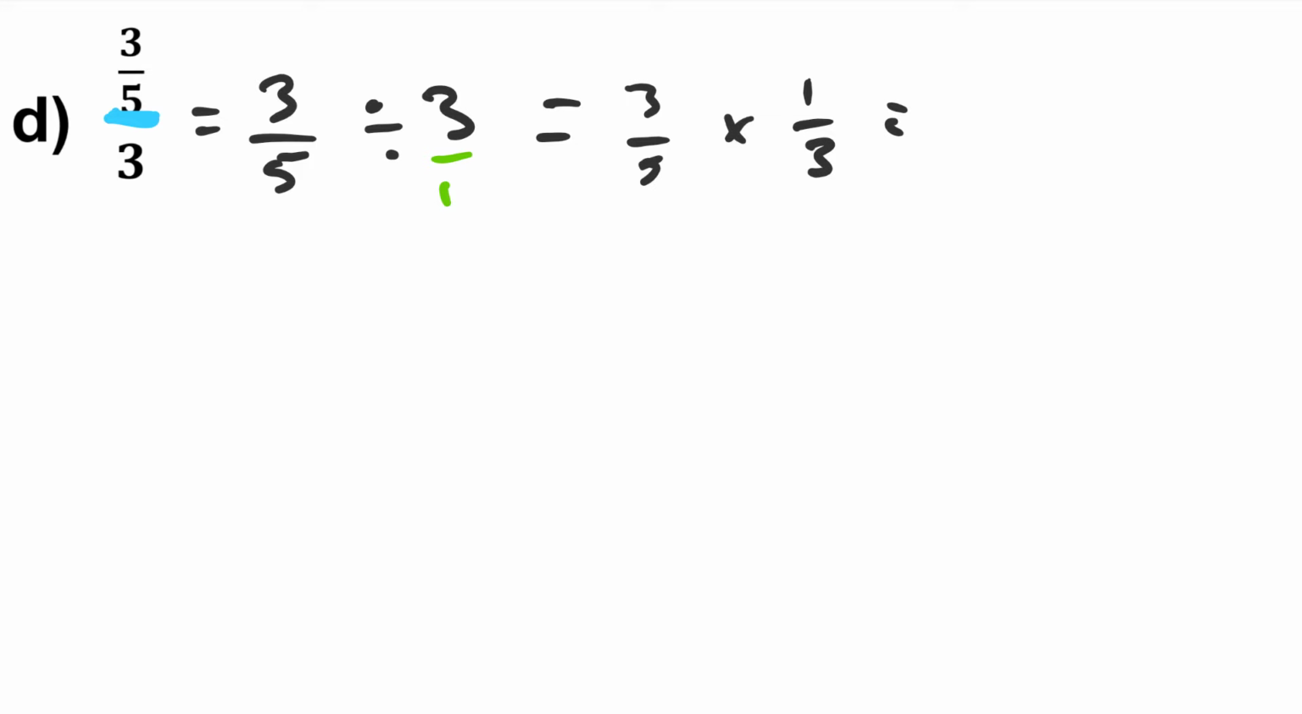And then how do we multiply fractions? We multiply across, so we have 3 over 15. And we can simplify even further. We divide by 3, that's 1. Divide by 3, that's 5. So we have 1/5.